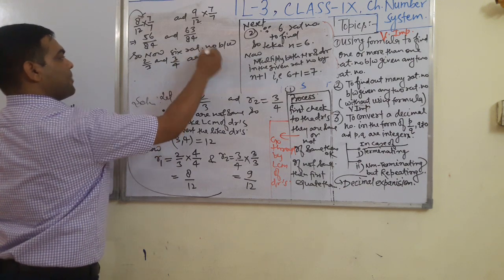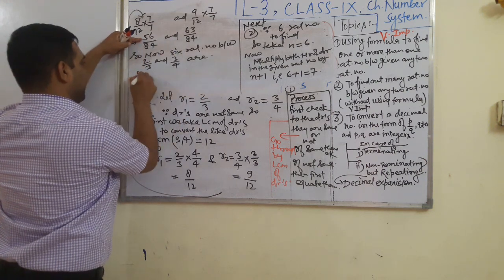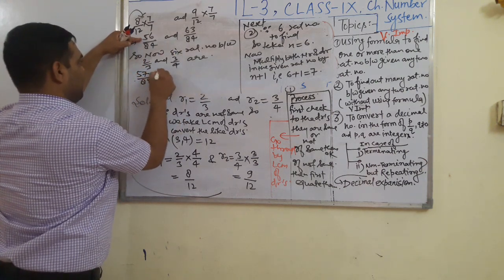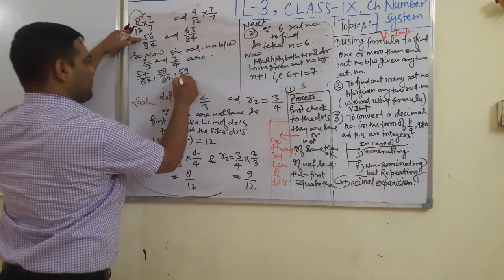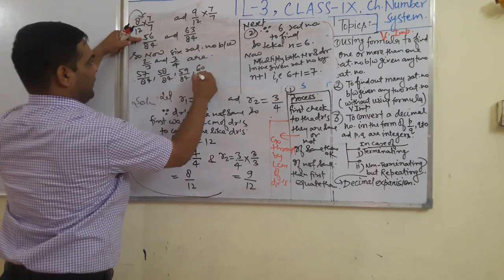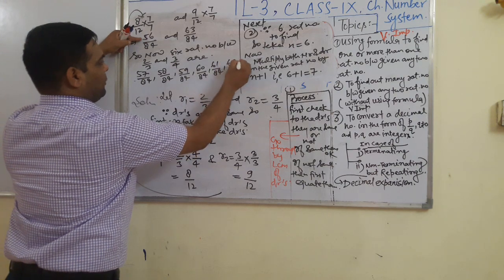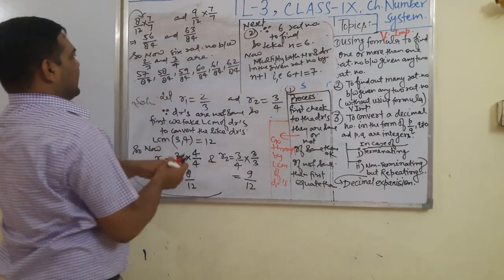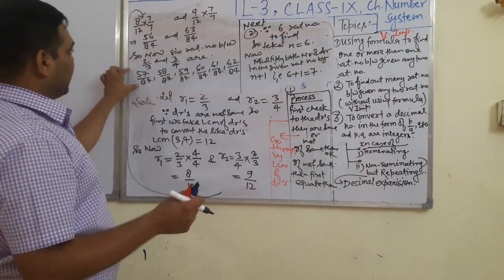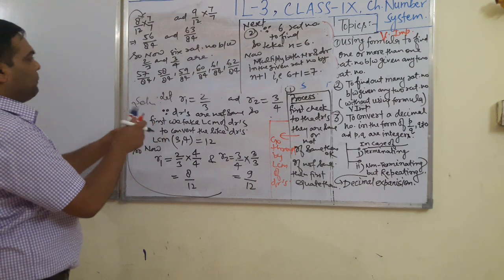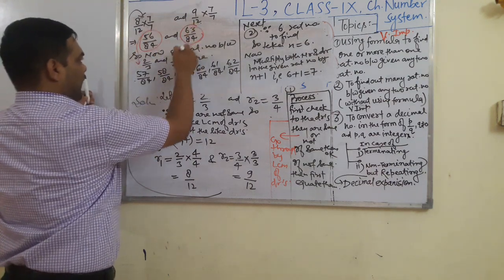are, it could be, here students, just after 56 what will come? 57 by 84, 58 by 84, 59 by 84, here 60 by 84, 61 by 84, 62 by 84. These are the numbers on the number line between these two rational numbers. These are 6 in number, whose simplest forms are 2 by 3 and 3 by 4.